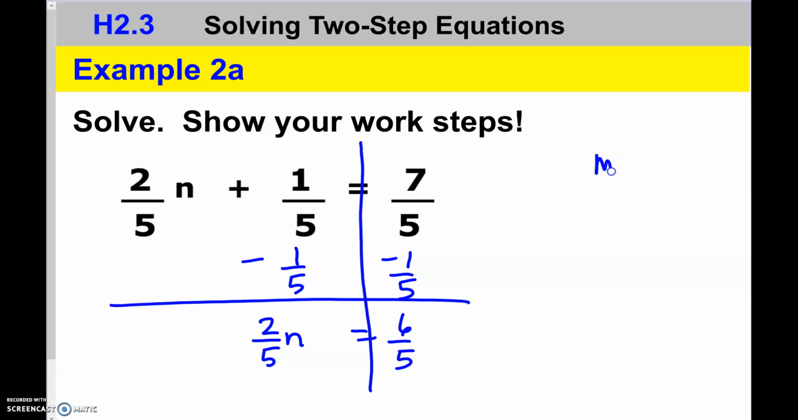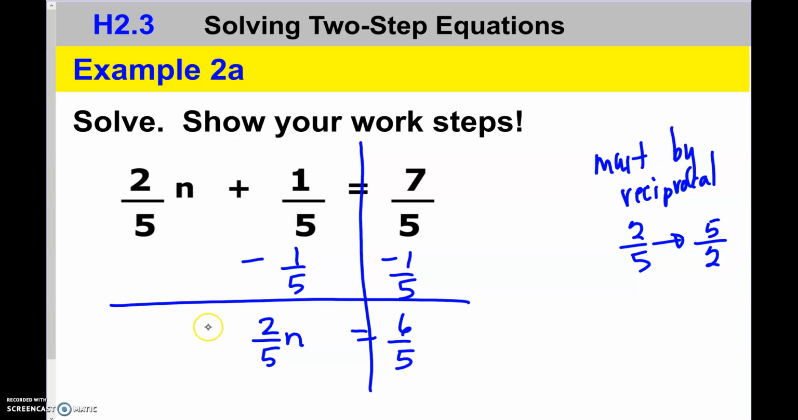Now, if you recall how we get rid of this when we have a fraction in front of that letter, remember we multiply by the reciprocal. And the reciprocal, so if we have 2/5, remember we want to flip that so the bottom becomes the top and the top becomes the bottom. So we are going to multiply both sides by that reciprocal, 5/2. Notice I have my line straight across. Everything is in its place on top and bottom.